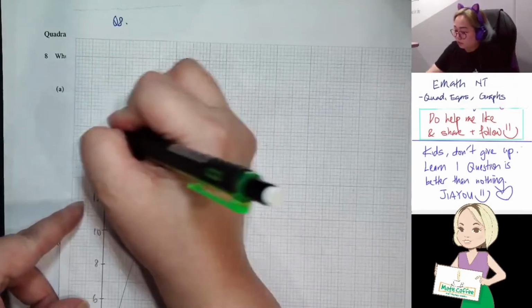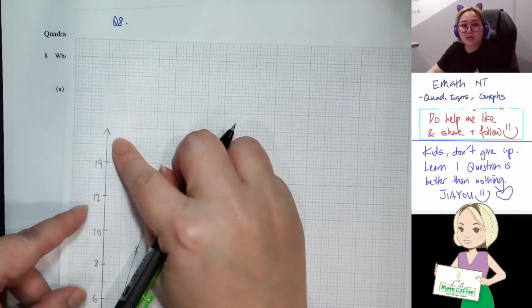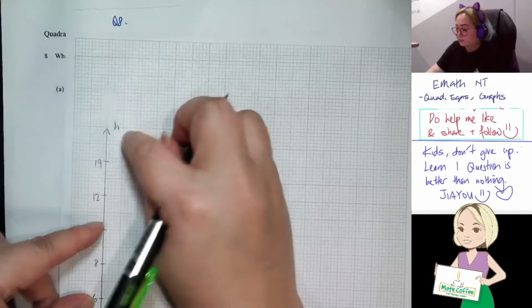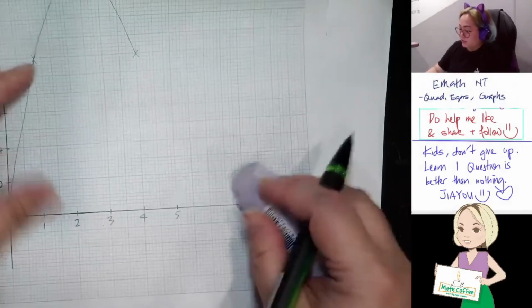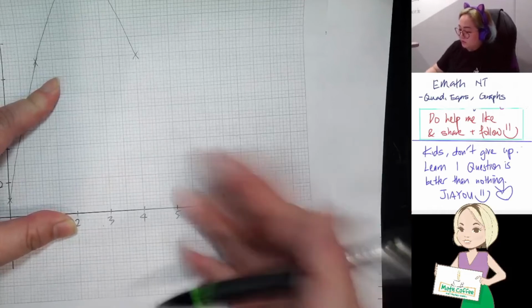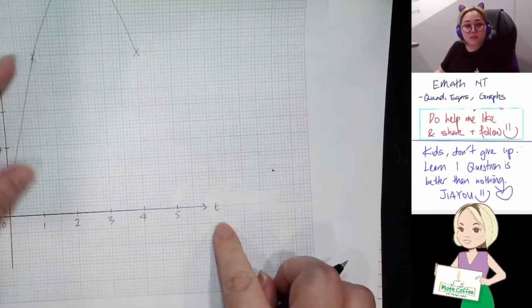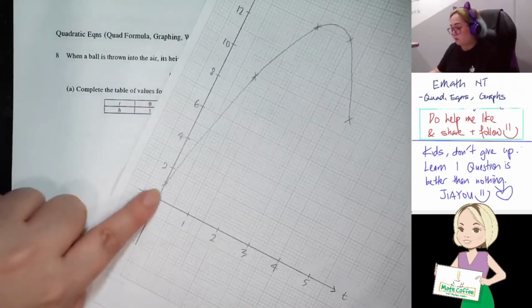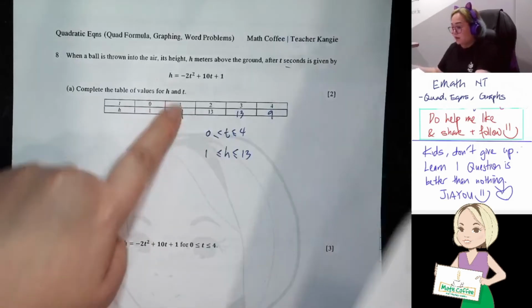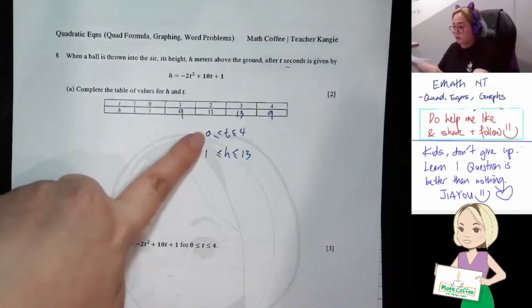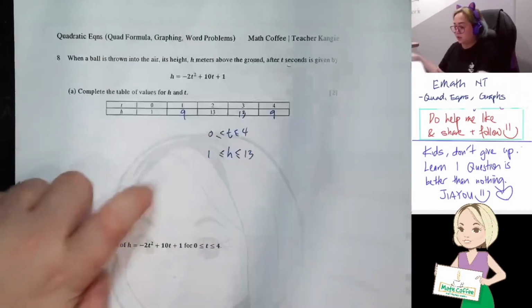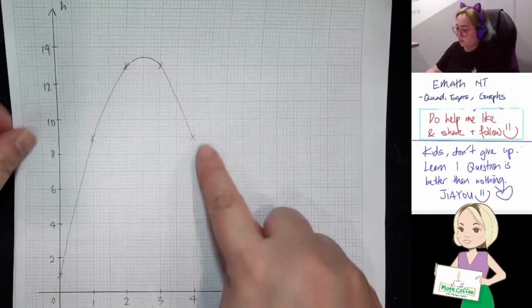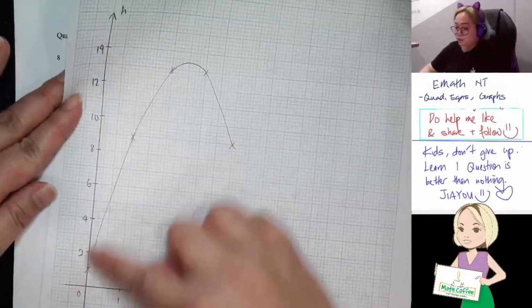So with this, I can close it and say, okay, this one, be careful, this is not the y-axis. This is H. So you must label this axis as H. Over here, same thing, I'm going to erase this part, and then you say this is T. And lastly, of course, plot the points. 0, 1. I have 1 point here. 1, 9. 2, 13. 3, 13. As well as 4, 9.